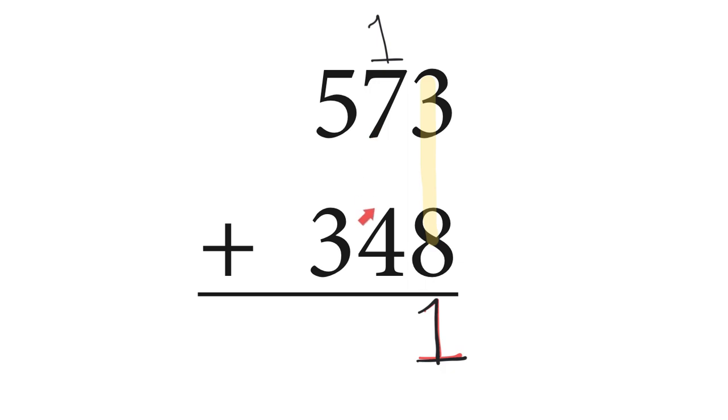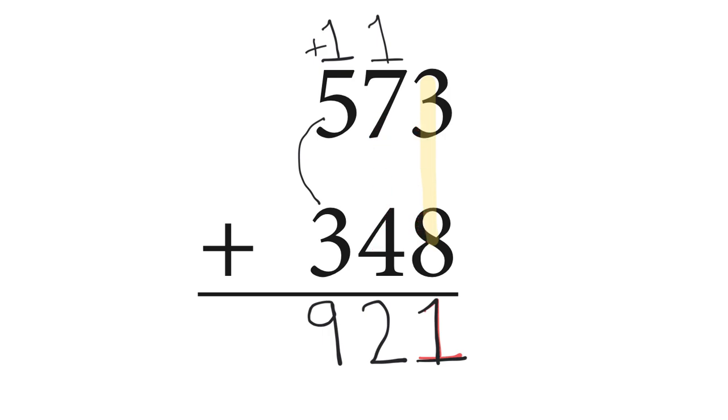7 plus 4 is also 11, but if I add this 1 to it, it becomes 12. Here's my 2. I carry the 1. And then I do 5 plus 3. That's 8. If I add my 1, that becomes 9. So in this particular problem, I had to carry twice because my addition problems made me more than 9.